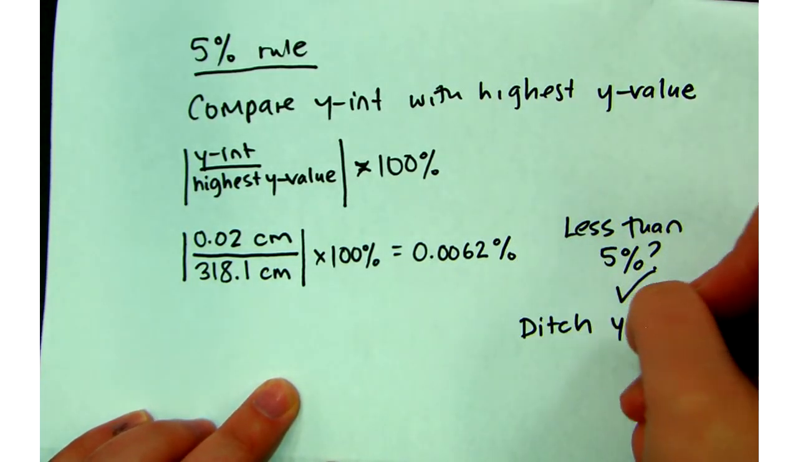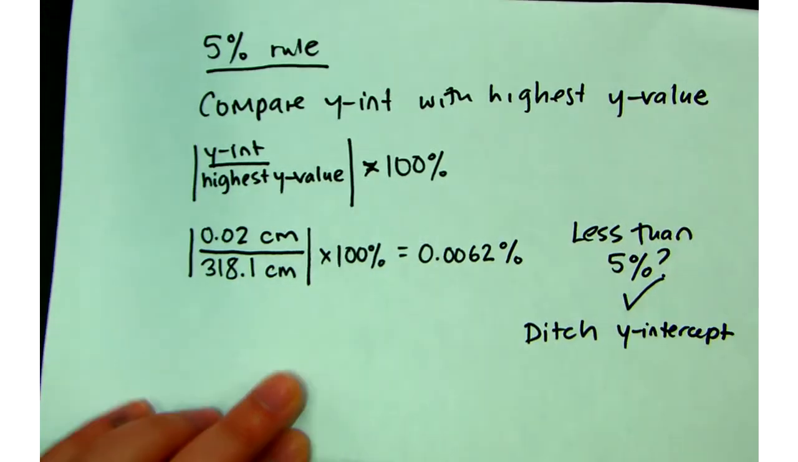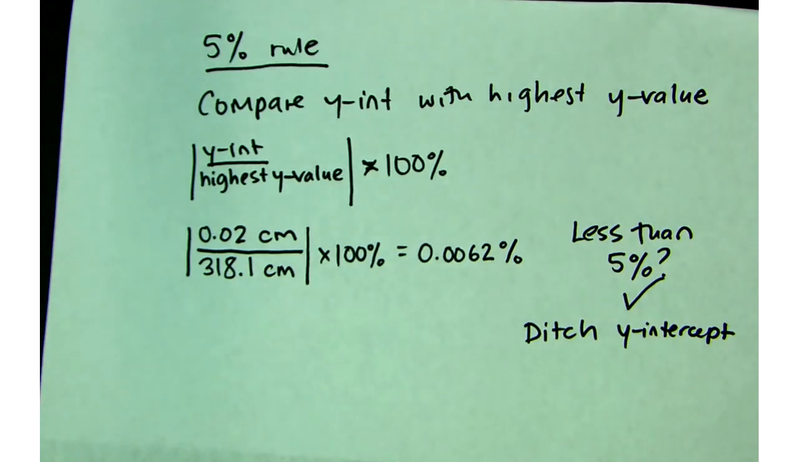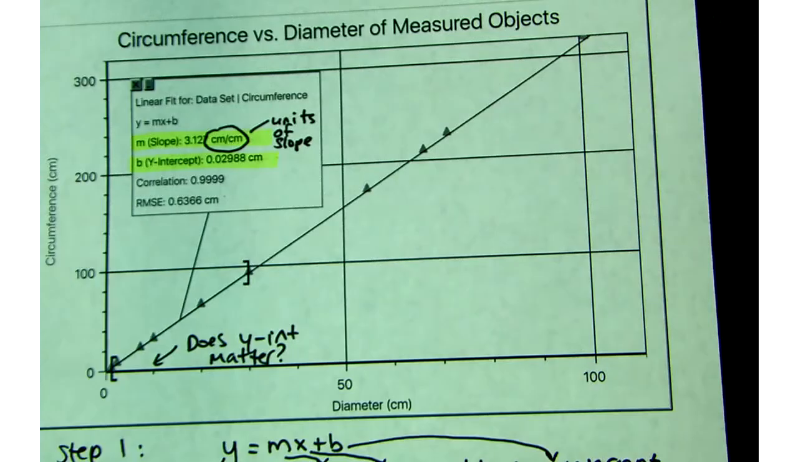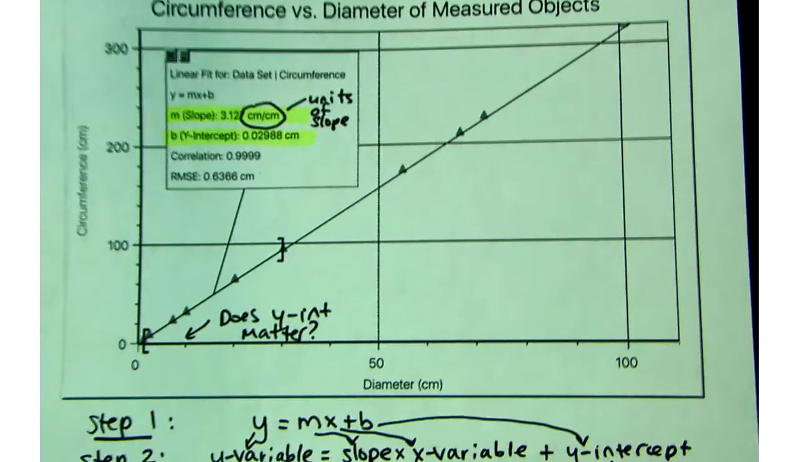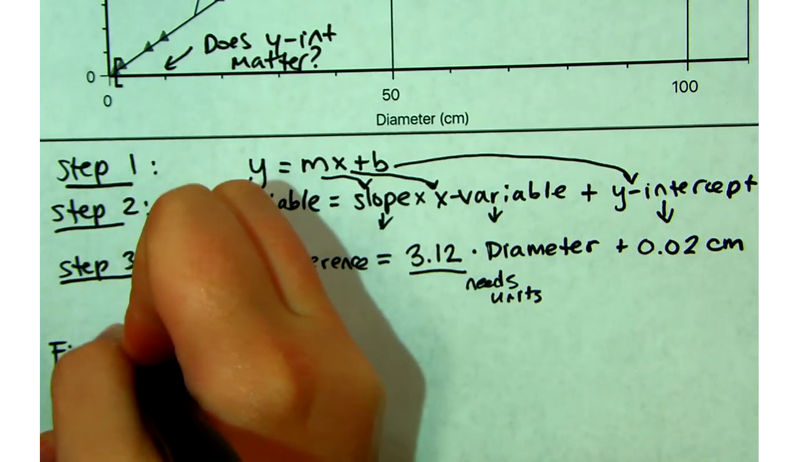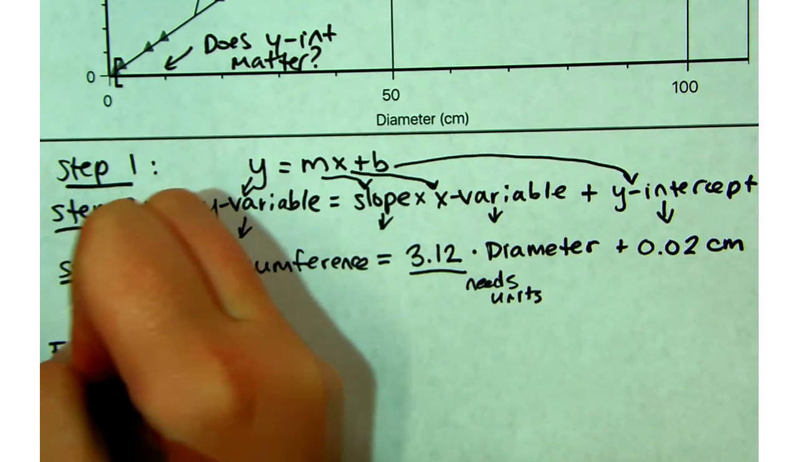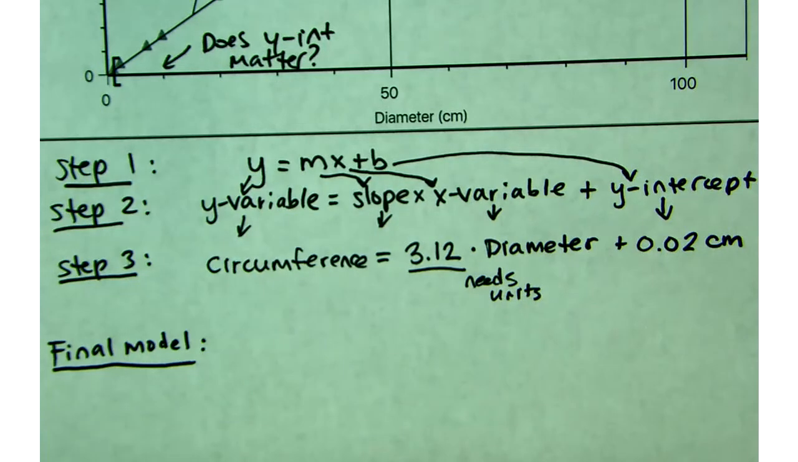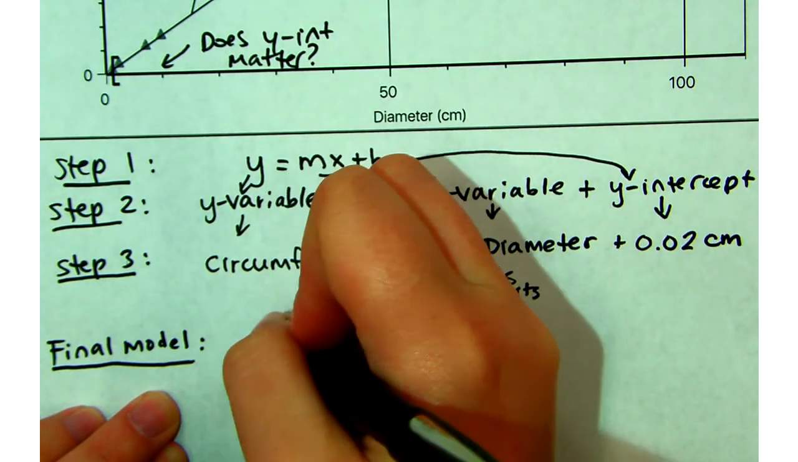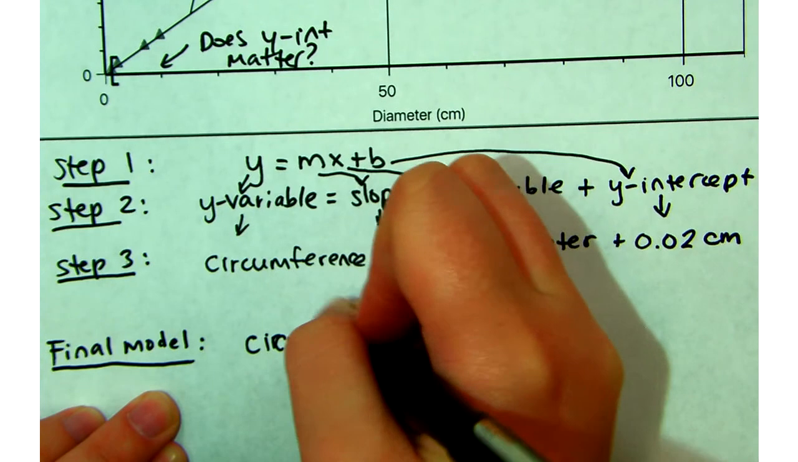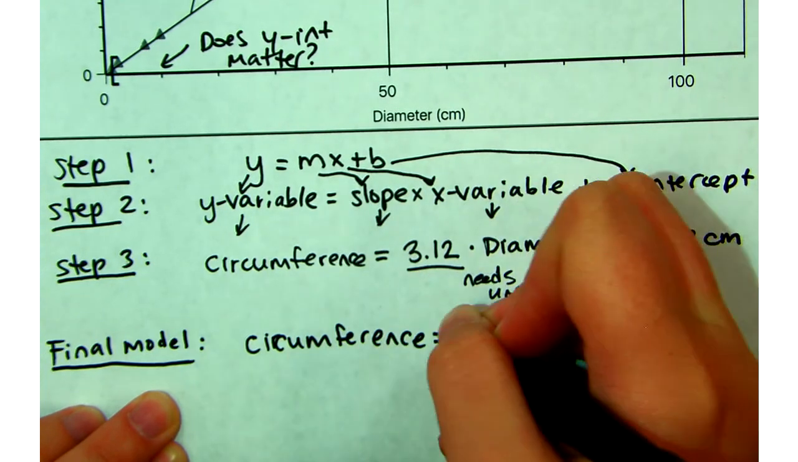All right, so now let's go back to our mathematical model. And what I'm going to do is write out the final model on here. When you're doing this, you would want to show your work for the 5% rule. On here, I just did it on a separate piece of paper. So our final model is that we're going to write that the circumference is equal to, according to our data, 3.12 times the diameter.